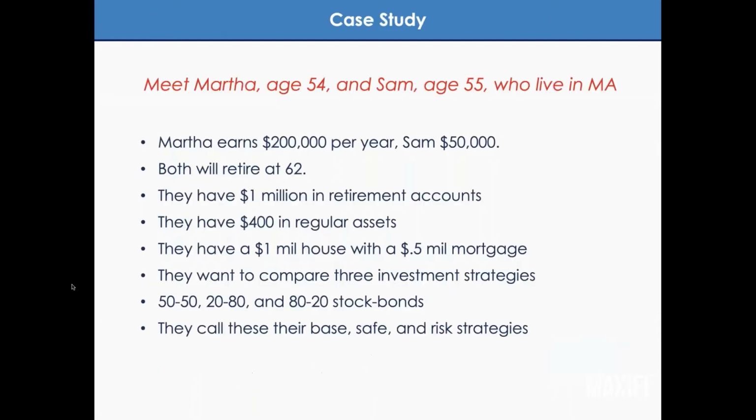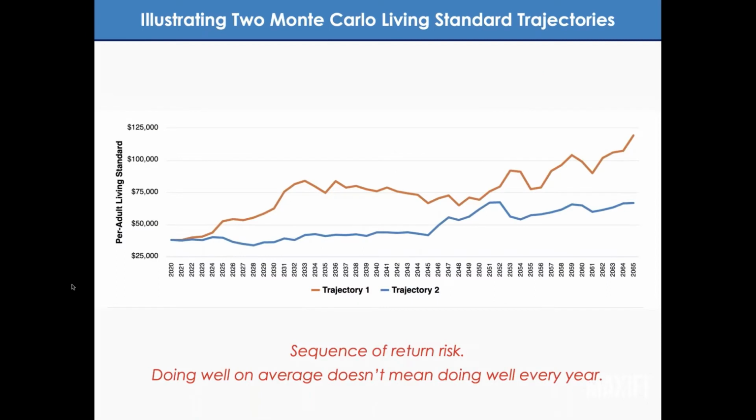Now here's the case study that is producing those two trajectories. And just to be clear, we make 500 of these. You're seeing two of these, but under the hood of the program, when you run the risk analysis, we make 500 of these for your base investment strategy.